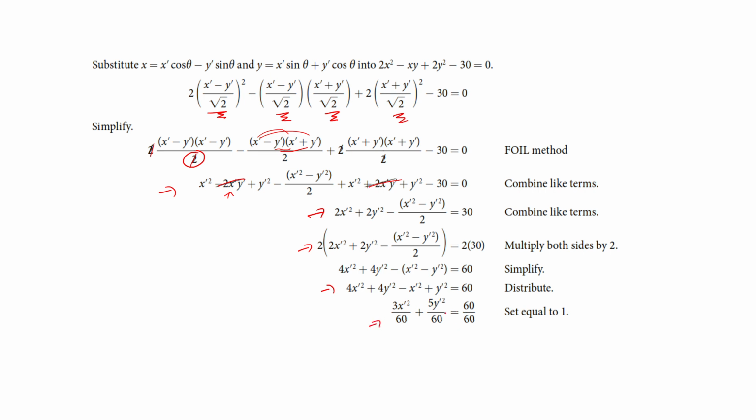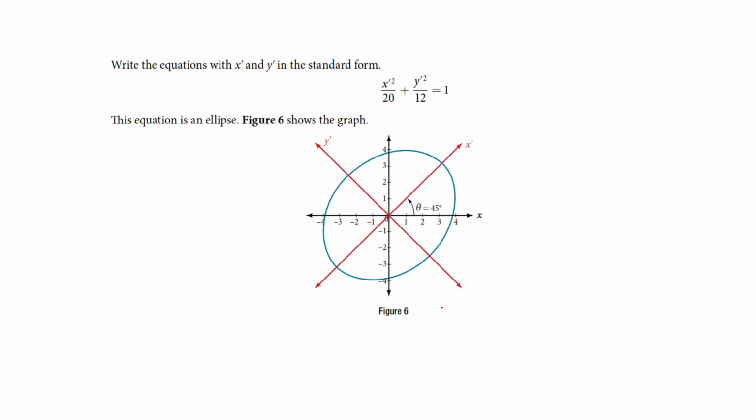Now, we always want our, what is this one? Yeah, this is an ellipse. So we always want these to be equal to 1. So they've divided through by 60. We saw this trick in the earlier sections, and this is what we create.